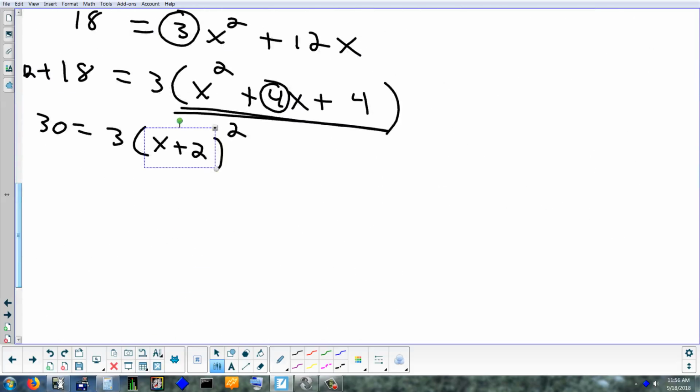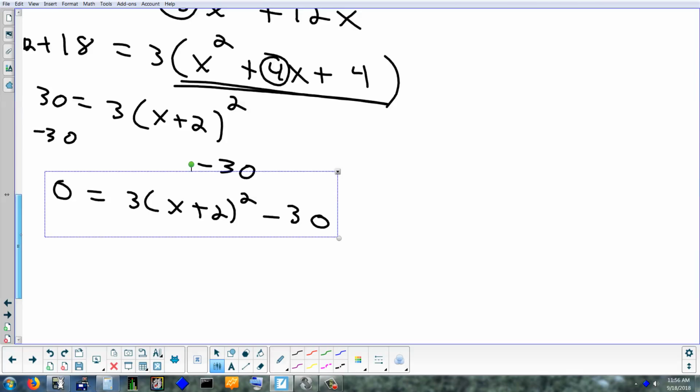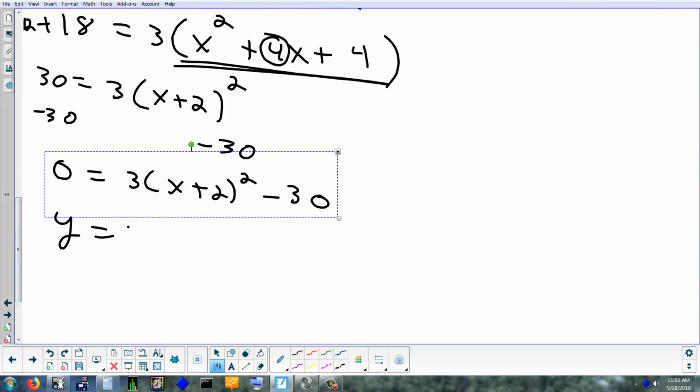So the last step is basically get it equal to 0 again and change it back to y. So you have 3 times (x plus 2) squared minus 30. Now I see a vertical shift of down 30. Didn't see that originally at all. And just change it back to y.